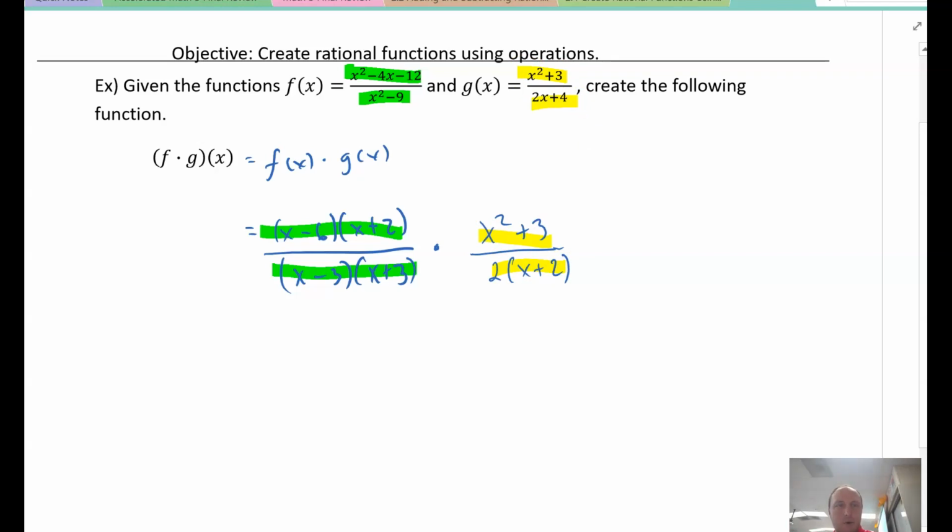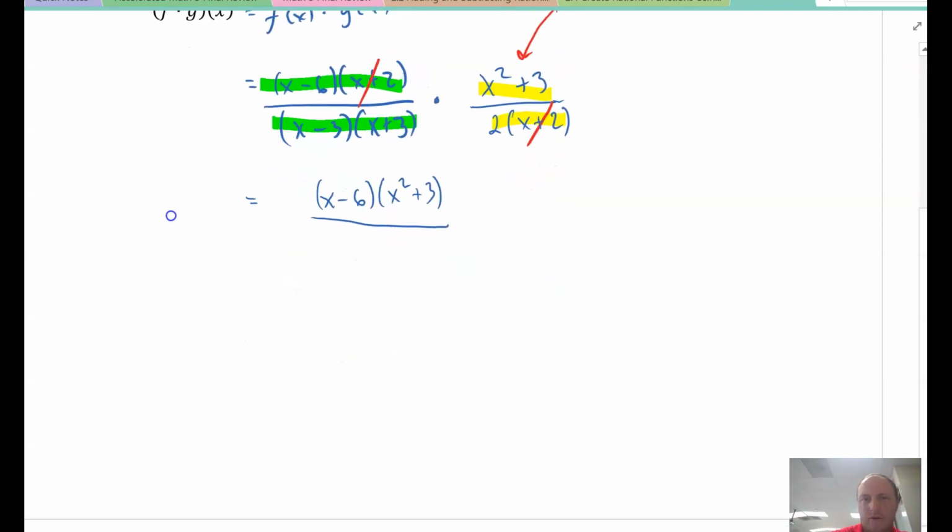Okay, so what I want to do now is go ahead and reduce. I'm going to look for common factors, top and bottom. I have x plus 2, and that's it. They're trying to catch you slipping here with the x squared plus 3. They want you to think you can factor that, or that it's the same thing as one of these factors. That's not the case. So what we have here is x minus 6 times x squared plus 3 over 2 times x minus 3 times x plus 3.